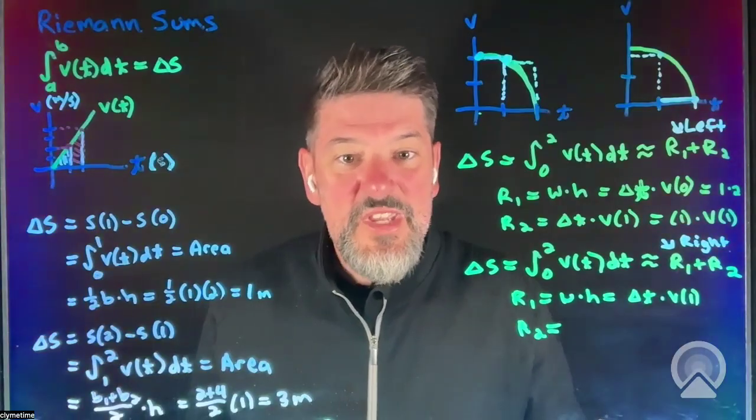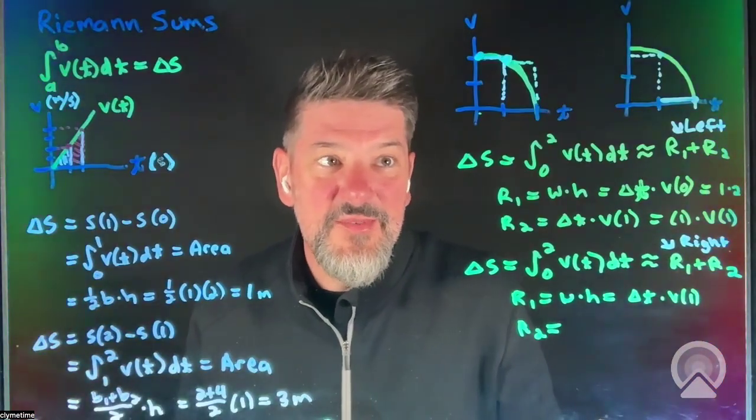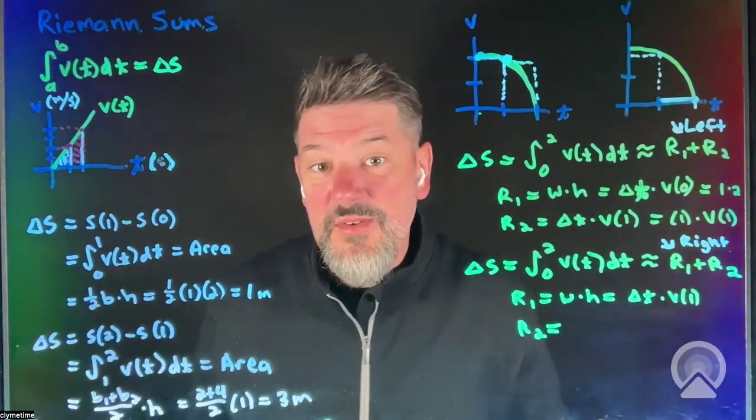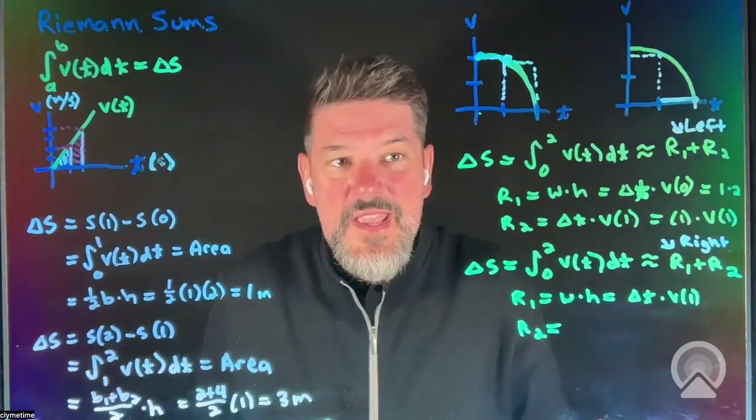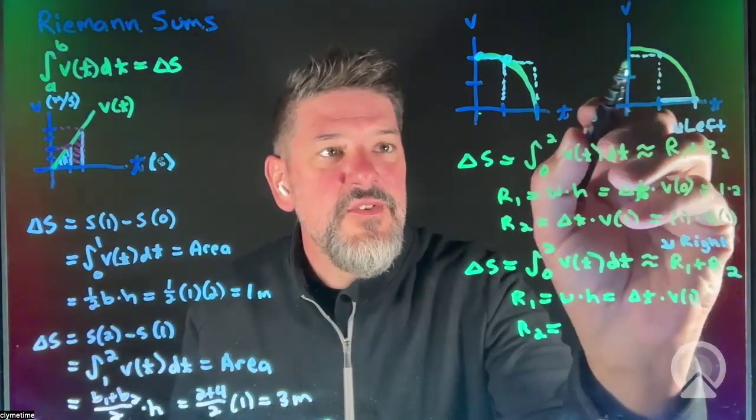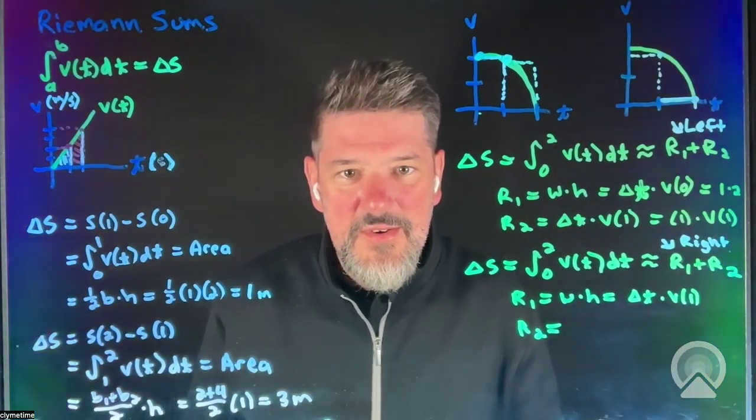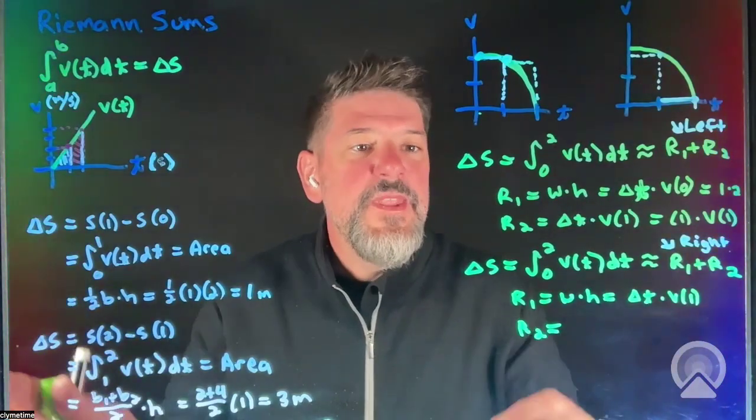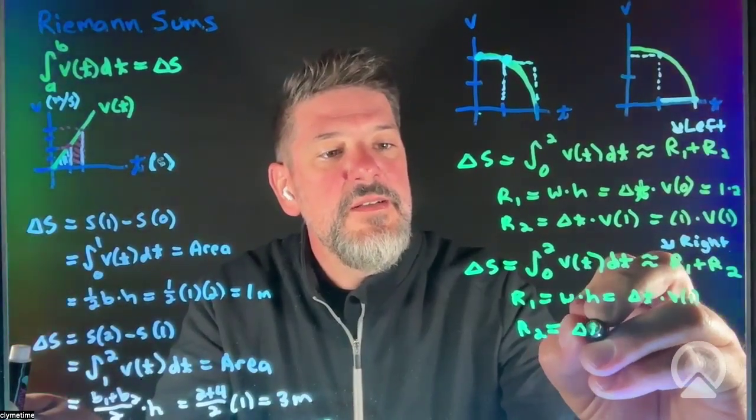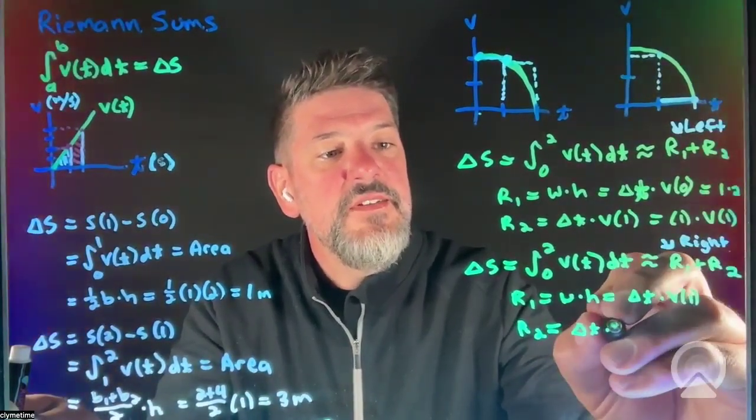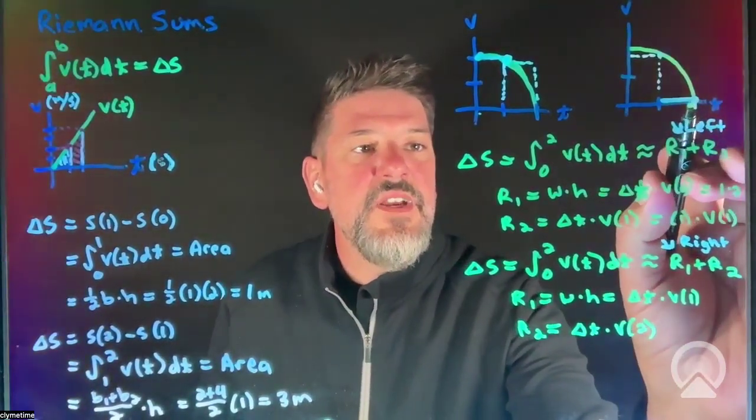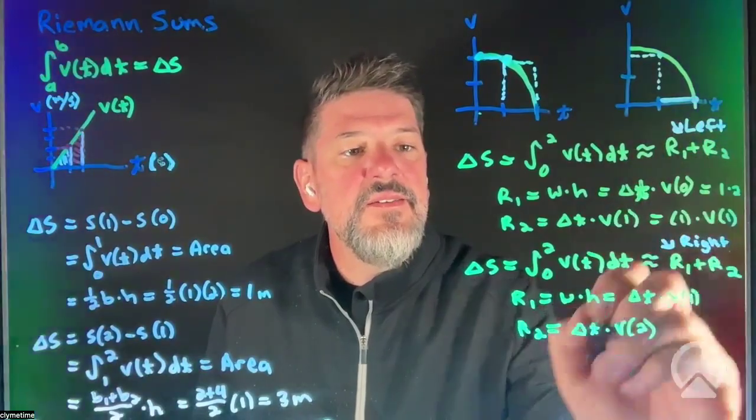So we assume when we're doing this that we either know the heights, we know the y values ahead of time, or we know the velocity function, one of the two. We can't do it if we don't know one of those two things. We either need to know where the height is, or we need to know a velocity function so we can find that height. So R2 is the same thing, except it's going to be a change in t times v of 2, because that's where the right endpoint is on the second rectangle.